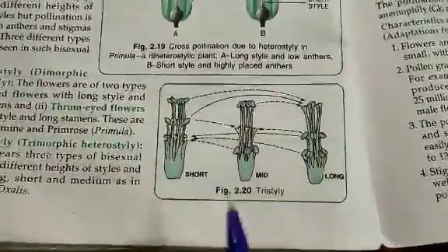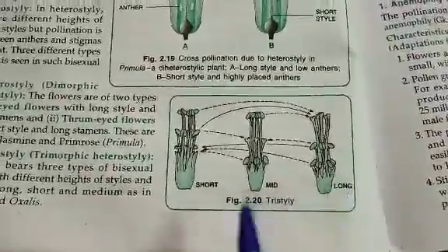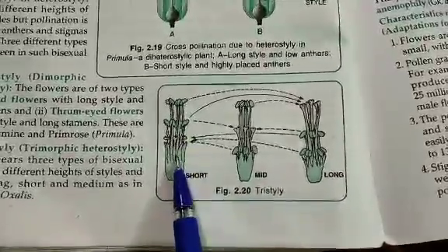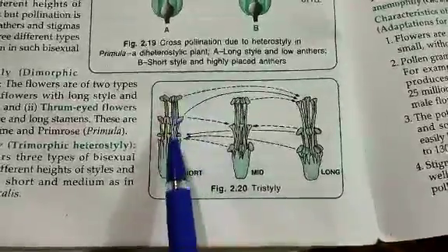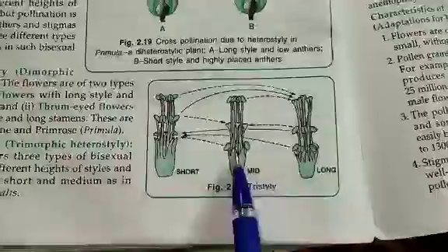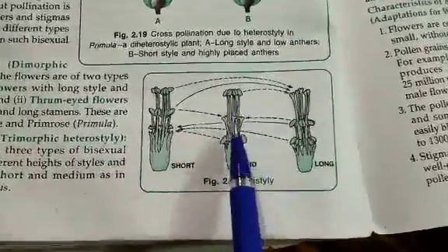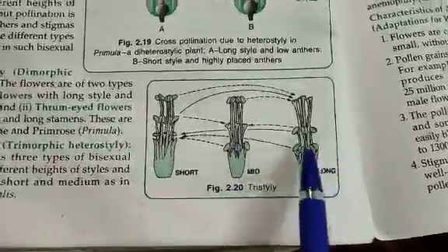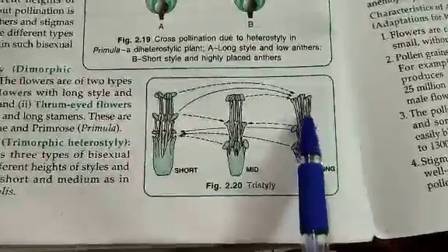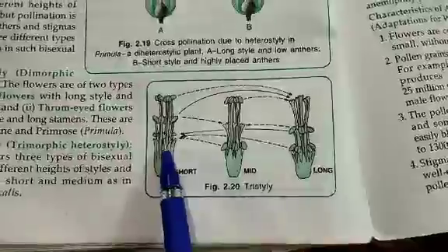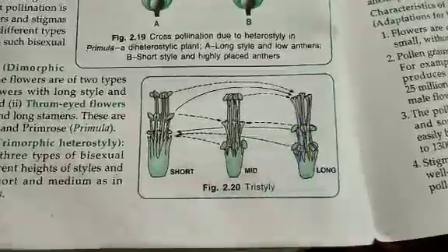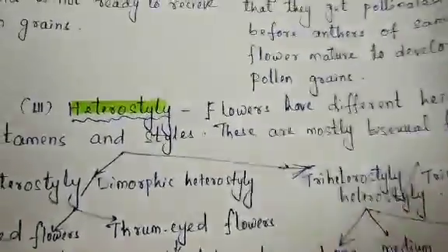The other type we learnt is the short, medium and long type of trimorphic heterostyly. Here the styles are shorter than the two layers of stamens. Here also we have two layers of stamens, but in between medium-sized styles are available, and here the gynoecium parts are the taller ones. I am talking about these parts which are called your gynoecium part. Here the gynoecium part is the shortest, here it is medium, and here it is tallest compared to the filaments of the anthers. That's why they are called long style, medium style and short style flowers.